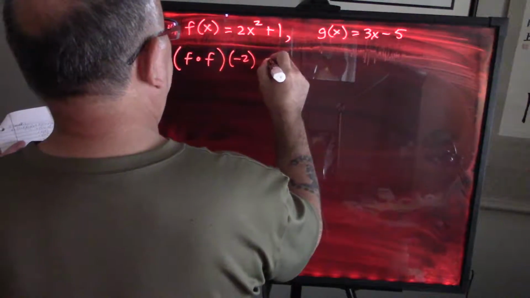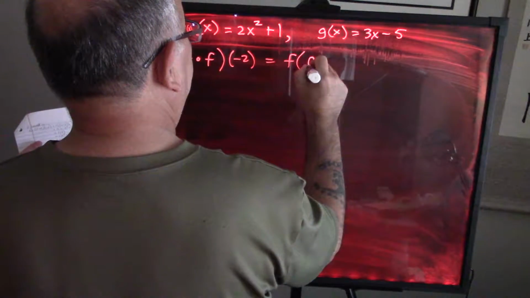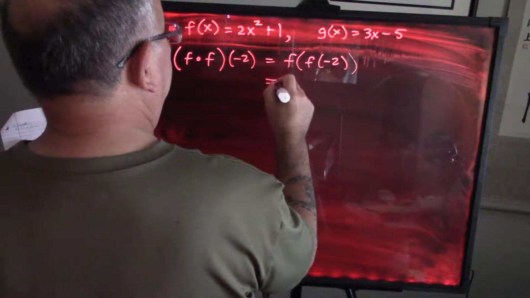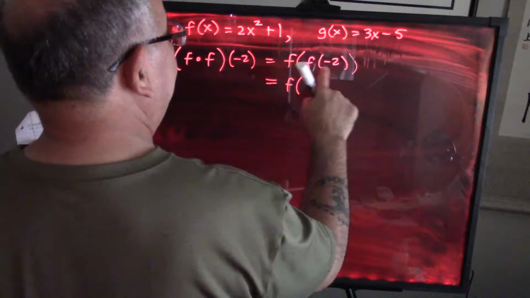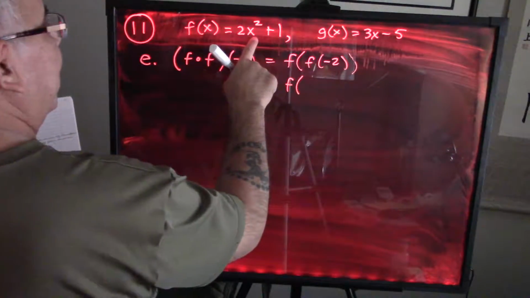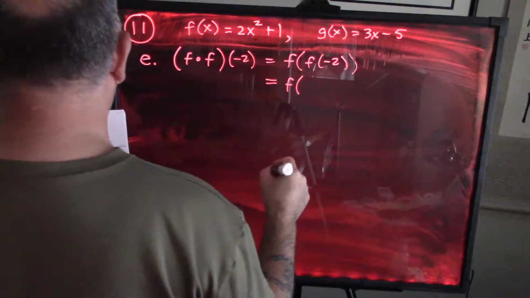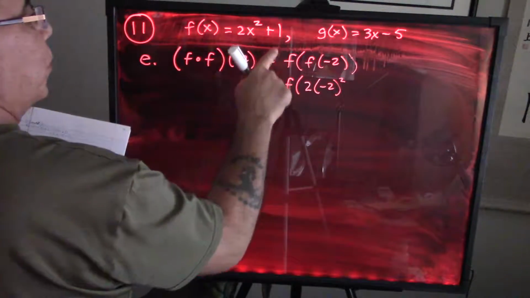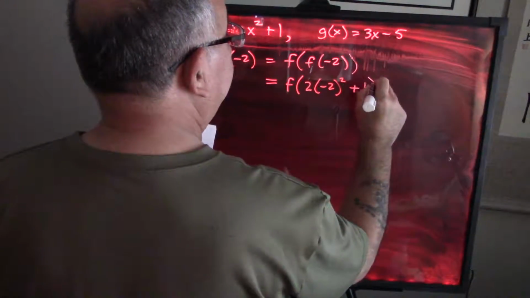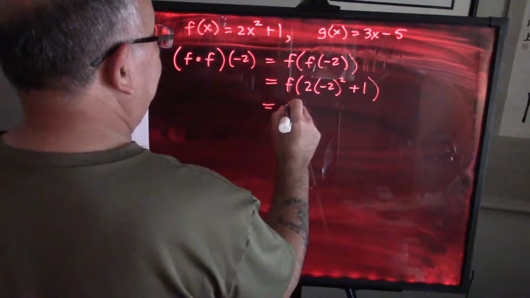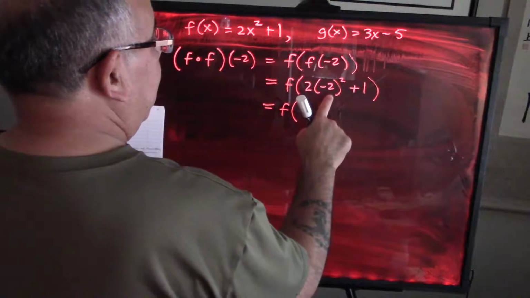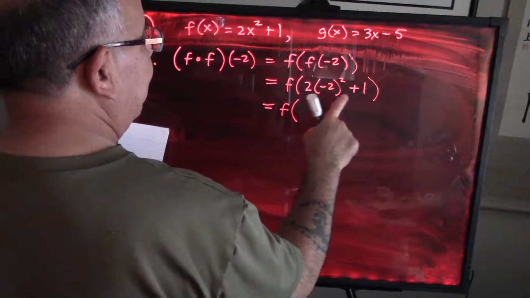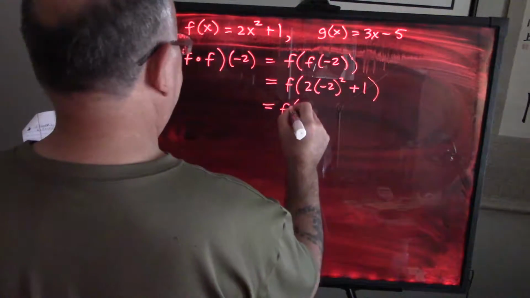So that equals f of f of negative 2. So what's f of negative 2? Plug a negative 2 in there. So that's going to be 2 times negative 2 squared plus 1. That's equal to f of, this becomes 4, positive 4, times 2 is 8, 8 plus 1 is 9. Alright? F of 9.